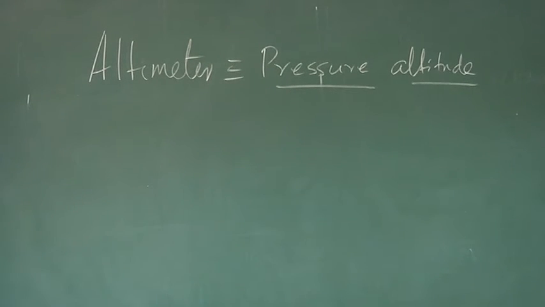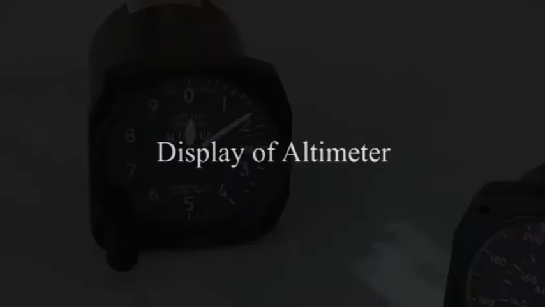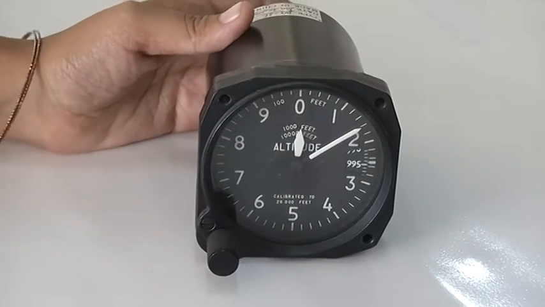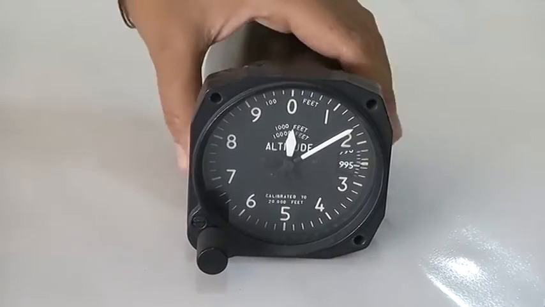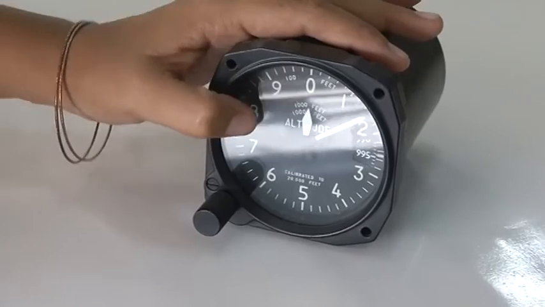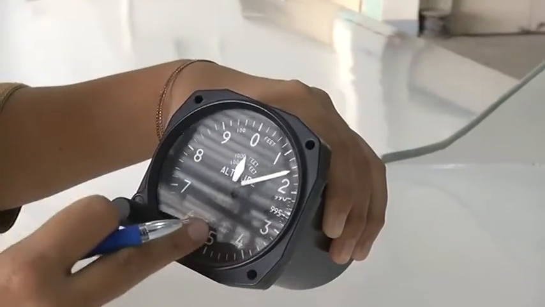They are calibrated like that, okay? Altimeter is the instrument which tells us the height above the sea level. So here you can see this is an altimeter, which is this gauge is calibrated in feet, and this is calibrated up to 20,000 feet.